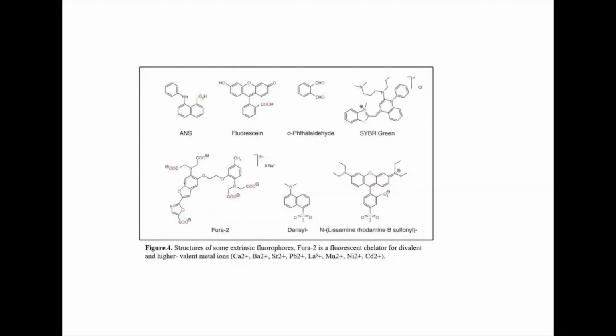Look here, ANS is a very popular one. Fluorescein, SYBR Green, we call it SYBR Green. Fura 2, dansyl chloride, all these are considered to be external fluors. If you look very closely at the structure of all these extrinsic fluorophore molecules, they do have a benzene ring. Do you follow? Could you see this? All these extrinsic fluorophores have a benzene ring.